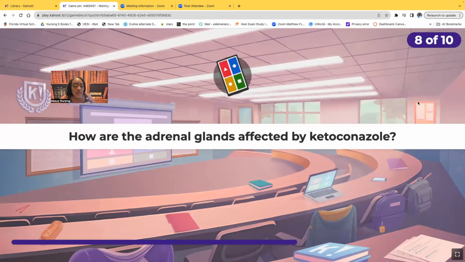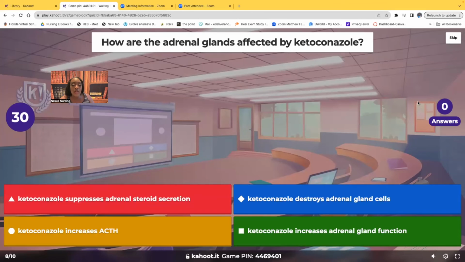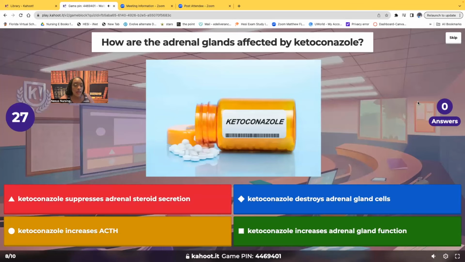How are the adrenal glands affected by ketoconazole? Here are your choices. Ketoconazole suppresses adrenal steroid secretion. Ketoconazole destroys adrenal gland cells. Ketoconazole increases ACTH, or ketoconazole increases adrenal gland function. By the way, ACTH is adrenocorticotropic hormone.